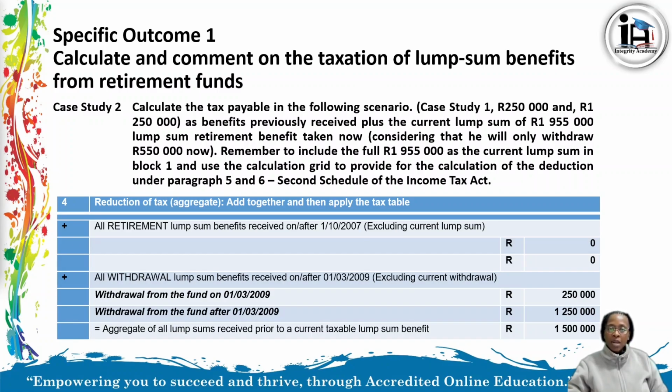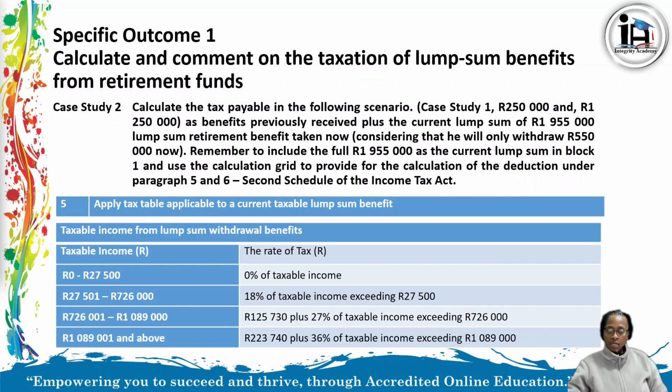We add together and then apply the tax table. We add all retirement lump sum benefits received on or after 1st of October 2007, excluding current lump sum. And then we also add all withdrawal lump sum benefits received on or after 1st of March 2009, excluding current withdrawal. That is the 250,000 withdrawal from the fund on 1st of March 2009, and then withdrawal from the fund after 1st of March 2009 of 1,250,000. Then the aggregate of all lump sums received prior to a current taxable lump sum benefits would be 1,500,000.